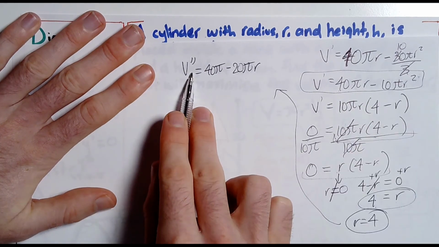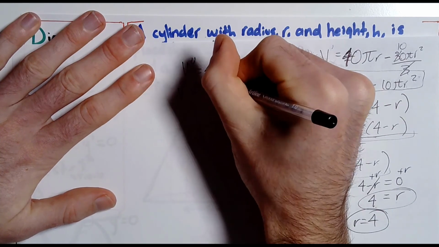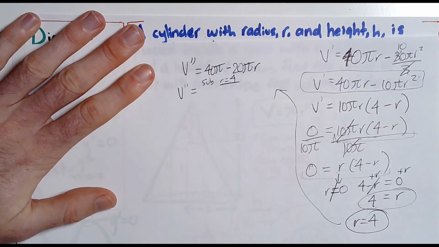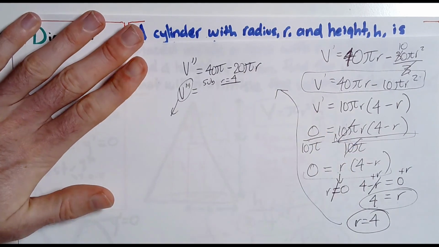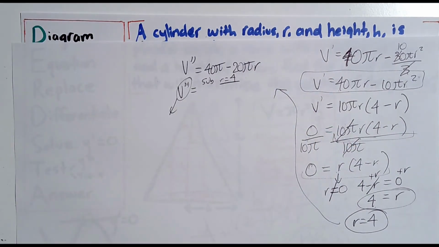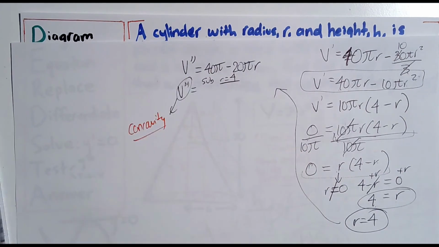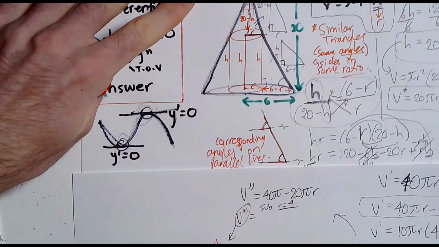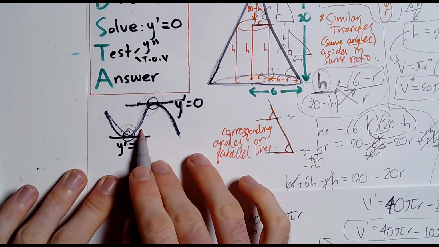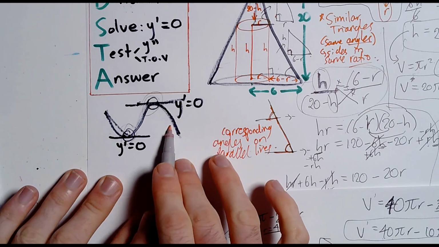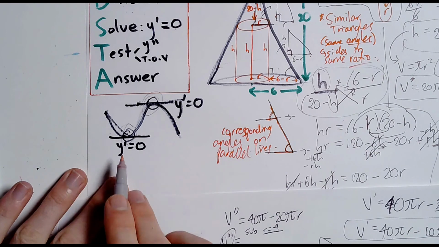Because I've got the second derivative, now I'm going to substitute r equals 4 to test it. I'm going to see what is happening to the second derivative. And you should know that the second derivative tests the concavity. We are now testing the concavity. And what does the concavity mean? It means the shape of the actual curve at that point. So is it concave up or concave down? What is the curvature?